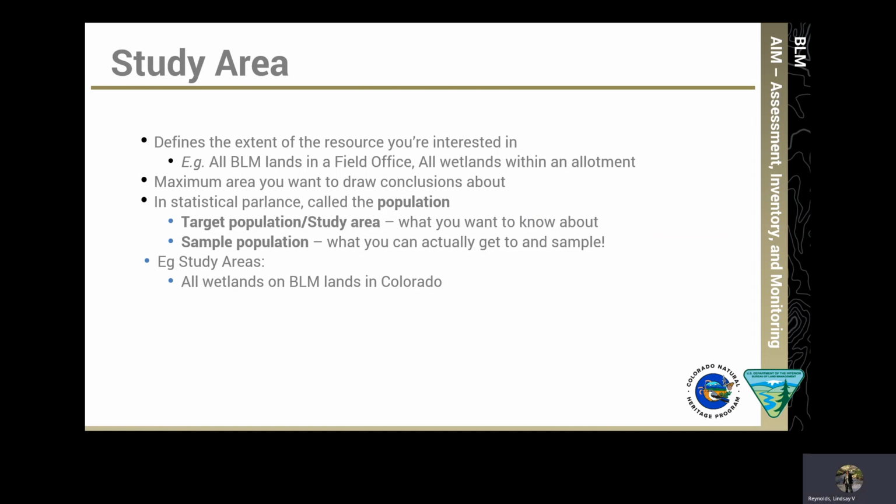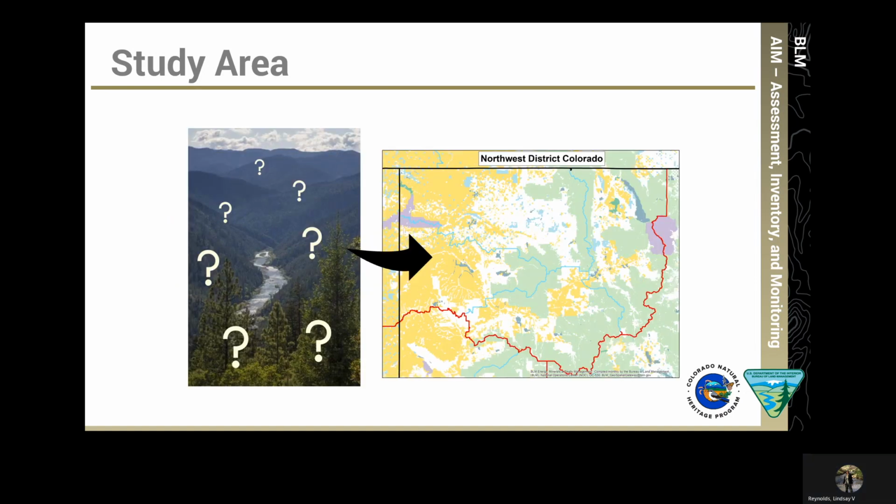Example study areas could be all wetlands on BLM lands in a given state, such as Colorado. It could be all wetlands in a district or field office area, such as Challis or Salmon field offices. So visually speaking, we have a landscape and we want to draw conclusions or get information about the resources on a given landscape. This could look like a district in a state, such as on this map, the Northwest District of Colorado.